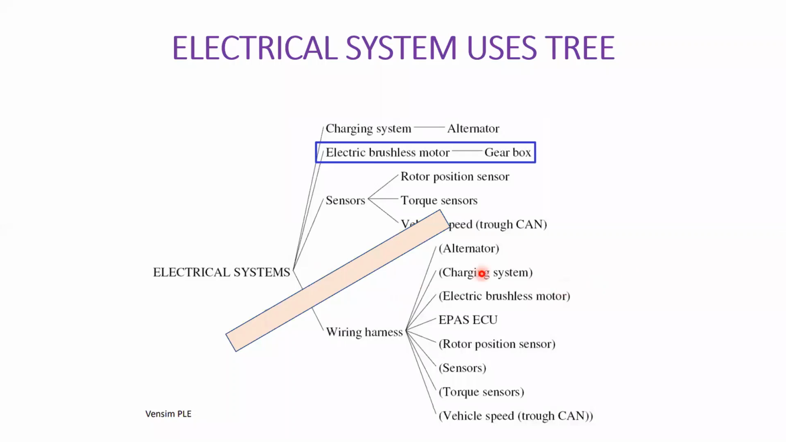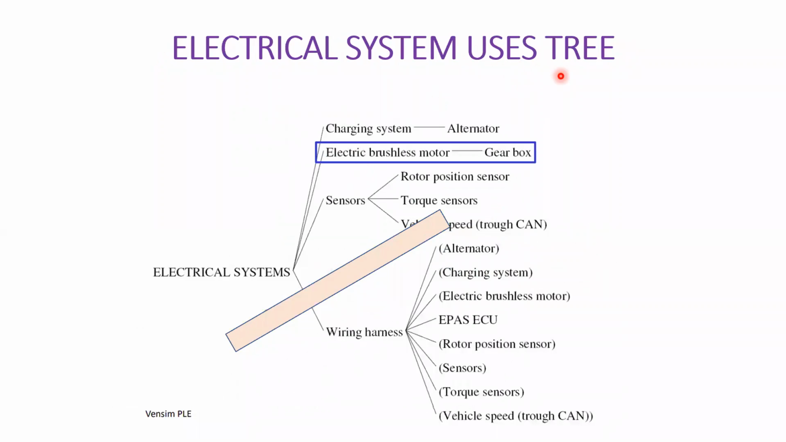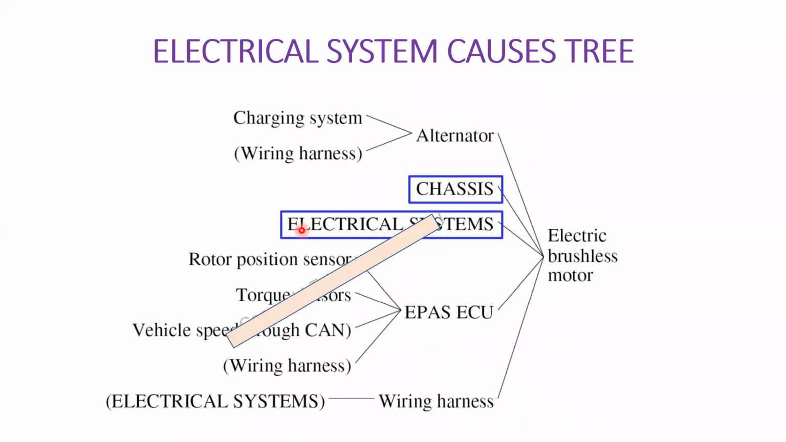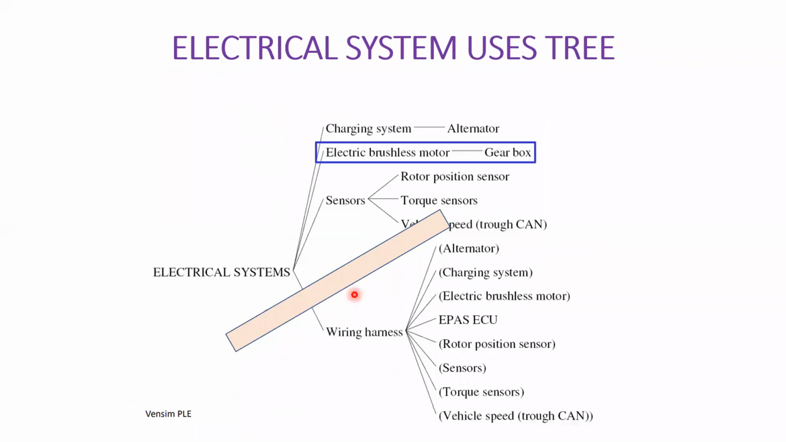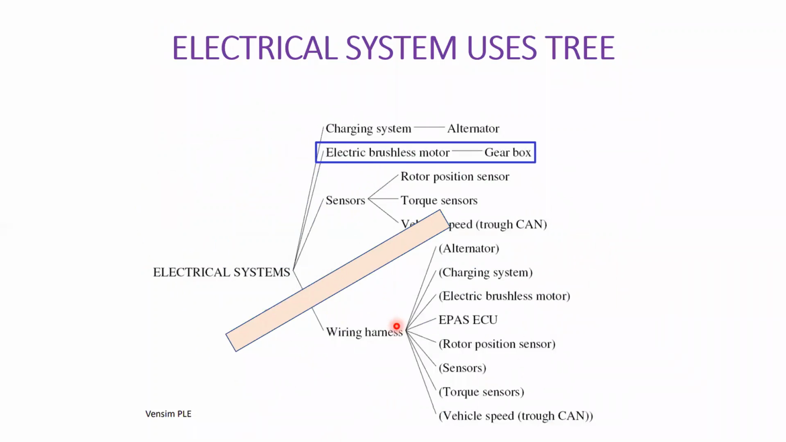Next what you have to do is the causes tree. First one is the uses tree, and next one is the causes. And again, uses and causes, everything is coming from this arrow only. Once you prepare this using the software, you can create this one.